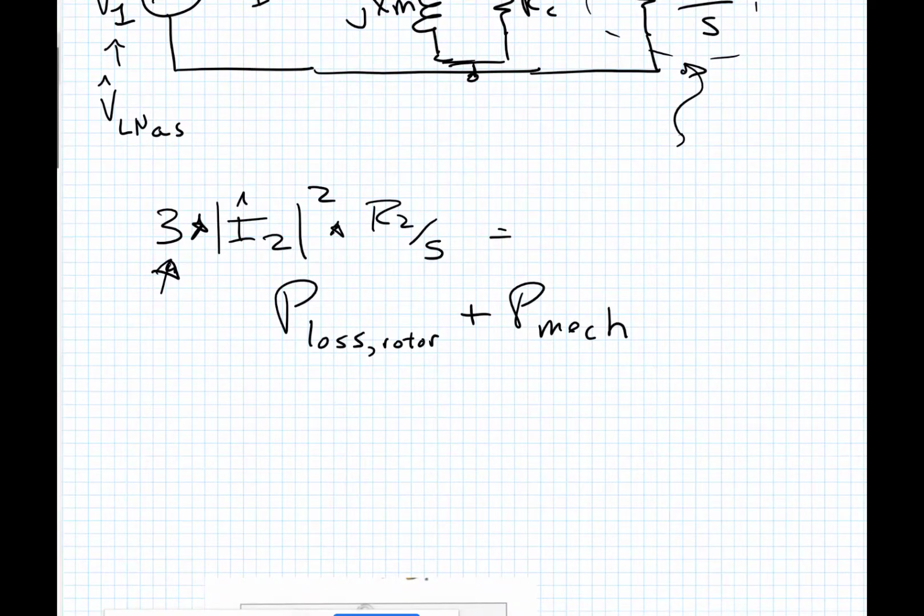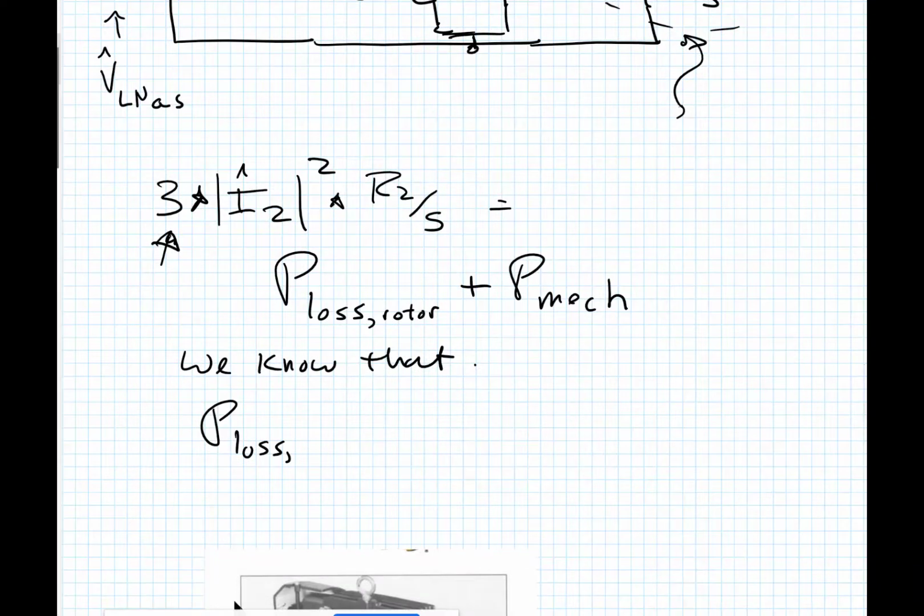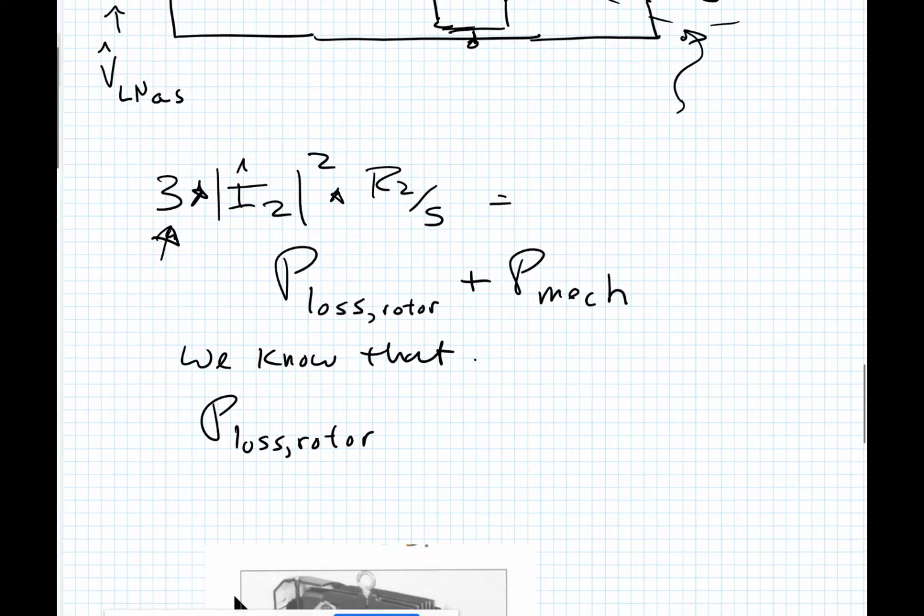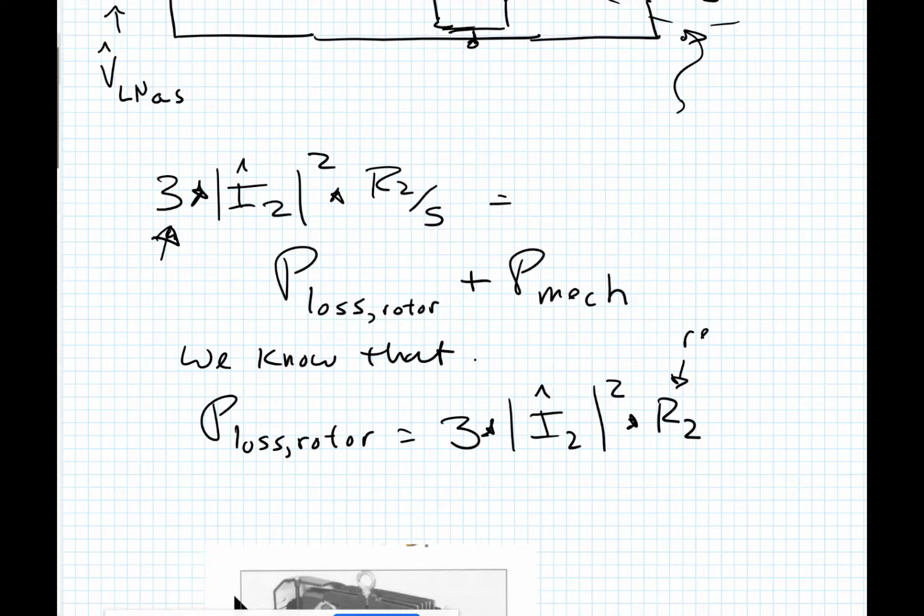And you could actually rearrange this, because we know that the P loss of the rotor, we have 3 windings. They've got 3 resistances effectively. So we have I squared R loss in all 3. That's going to be equal to 3 times I2 squared times R2, which is the physical resistance of the rotor winding.